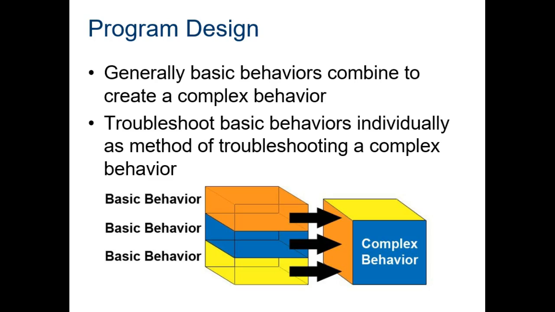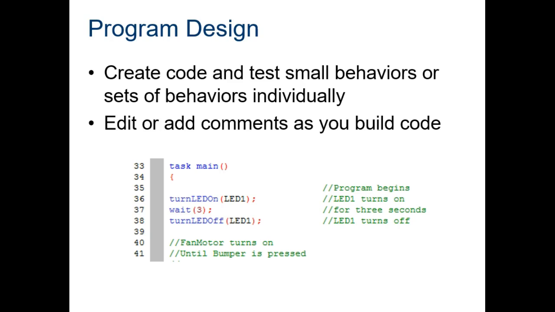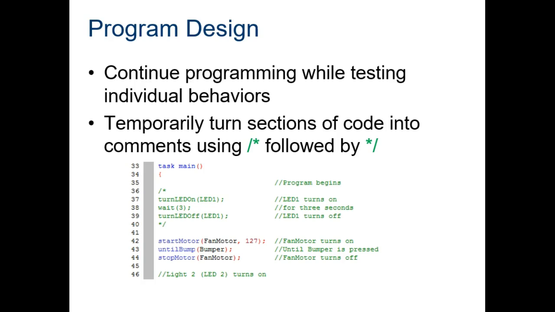We've already talked about program design, and this is just another way to think about it. You have some basic behaviors that go together to form a complex behavior. When you're troubleshooting, it's best to troubleshoot each individual basic behavior to find where the problem is, rather than trying to troubleshoot the complicated behavior. Some ways to do this: you can use comments to test things and to block things out. We've talked about temporarily turning off parts of your code, so there's an example of that.